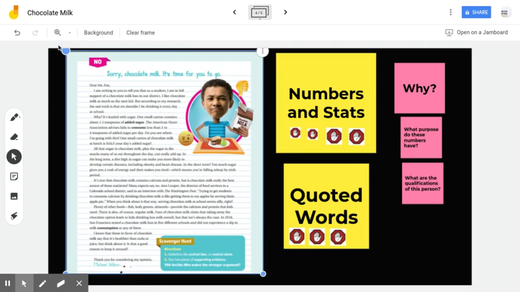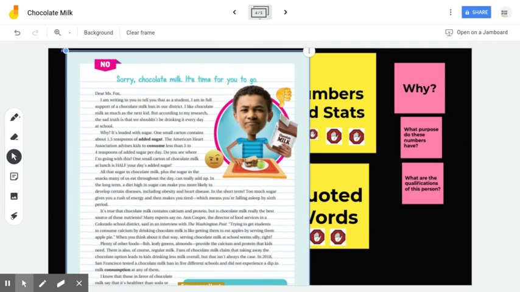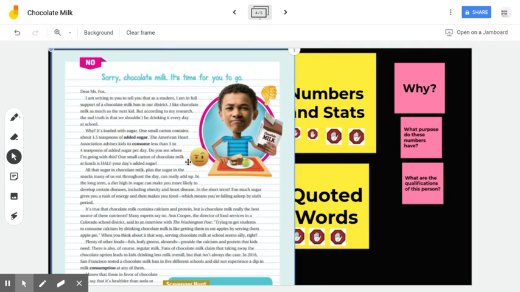See if I can make it a little bit bigger for us. Oh, not turn it, make it bigger. There you go. So it says, Dear Miss Fox, I'm writing to tell you that I, as a student, am in full support of a chocolate milk ban in our district. I like chocolate milk as much as the next kid, but according to my research, the sad truth is that we shouldn't be drinking it every day at school.